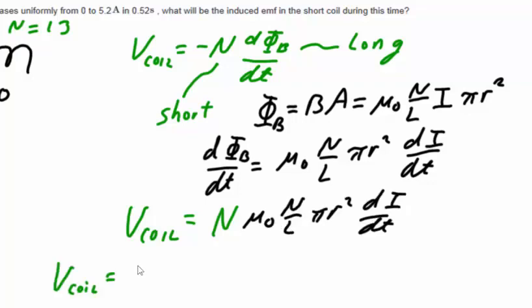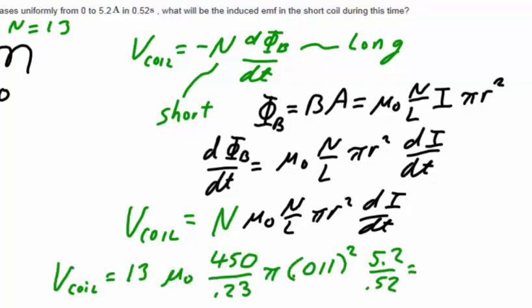We can plug in the numbers, wherein we carefully use 13 for the first N, 450 for the second N. We're certain to change the unit of centimeter quantities into meters, and also we recognize that since the 2.2 centimeters given in this problem was the diameter, we need to divide that by 2 to get the radius. Finally, for the time derivative of the current, we take the change in current, which was 5.2 amps, divided by the time interval, which was 0.52 seconds.